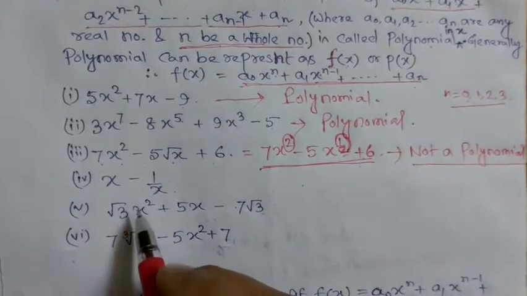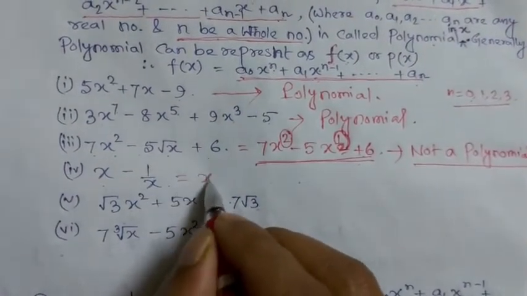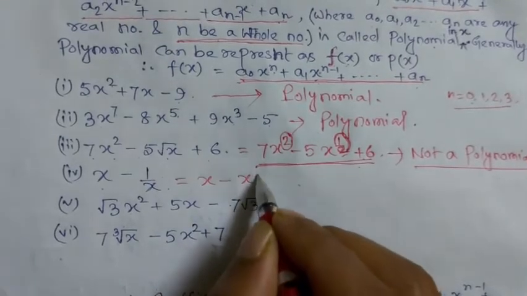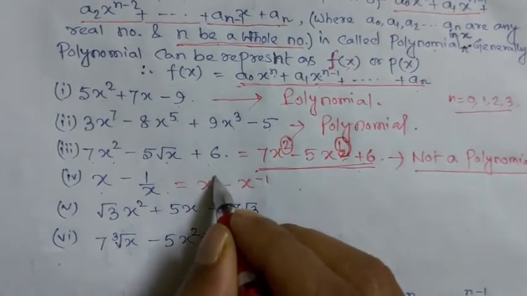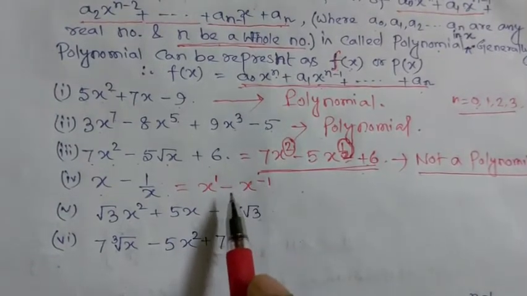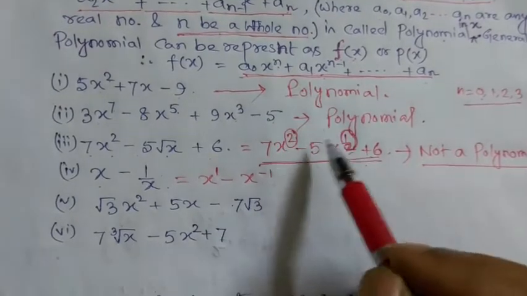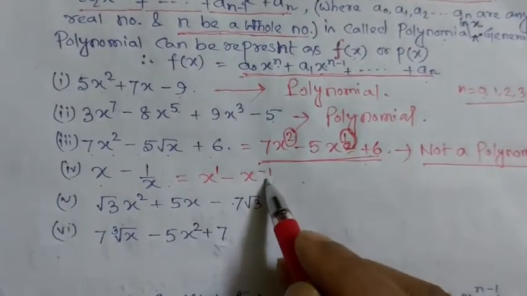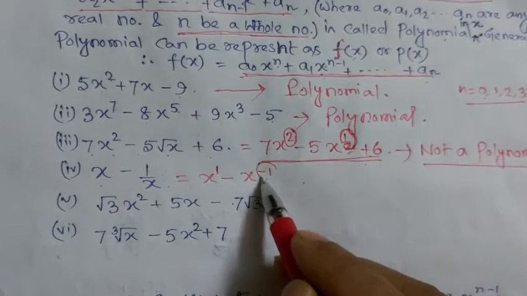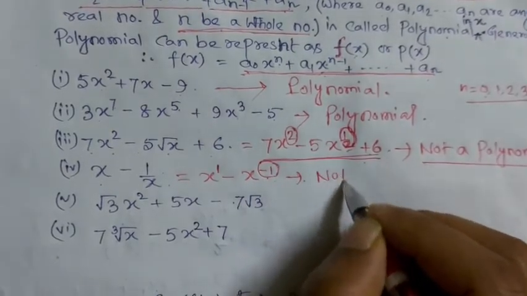Number 4. This one is x minus 1 by x. If you write this, 1 by x means x to the power minus 1. So x means power 1. So x to the power 1 minus x to the power minus 1. Here we see that 1 is a whole number, but minus 1 is not a whole number. So that's why this is also not a polynomial.